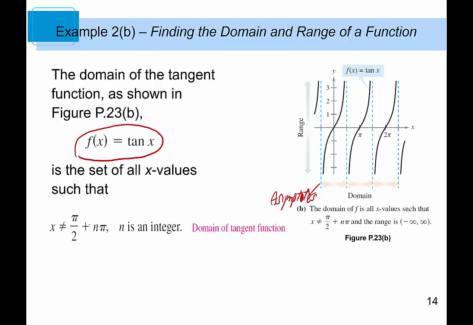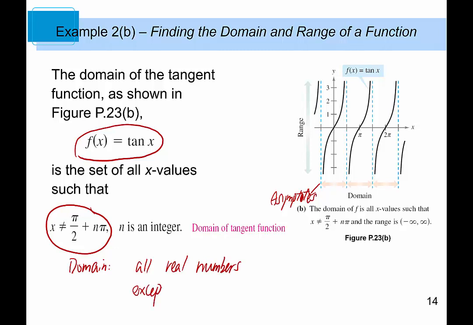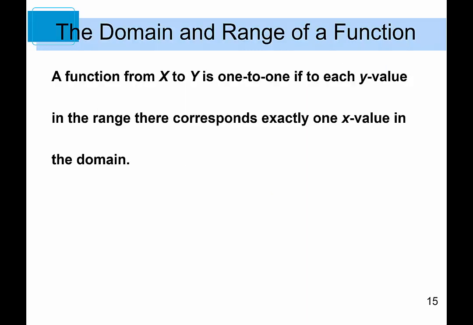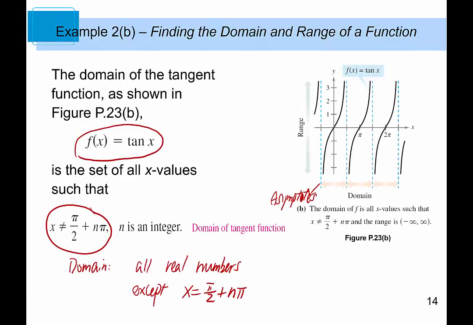So all these asymptotes become our restriction on the domain. In this case, x cannot be equal to pi over 2 plus n pi, meaning all real numbers except pi over 2 plus n pi. So the domain is all real numbers except x equals pi over 2 plus n pi. So that's going to be our domain. Okay.